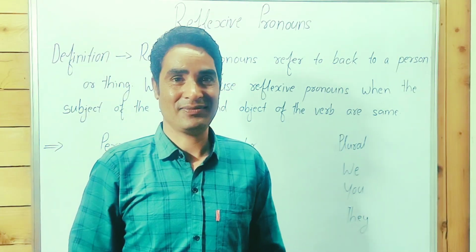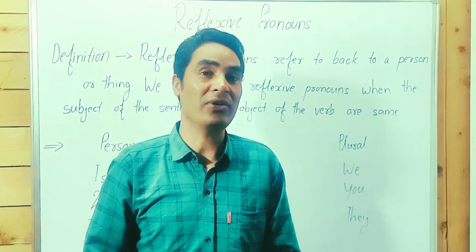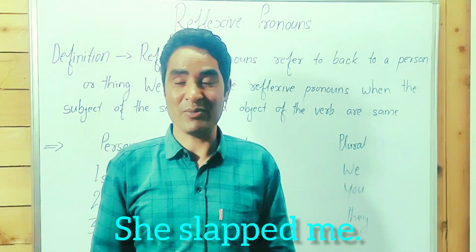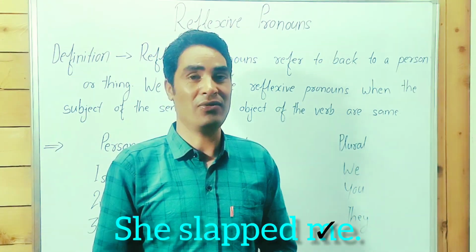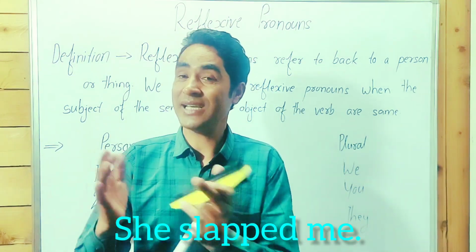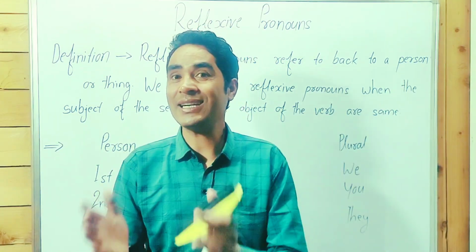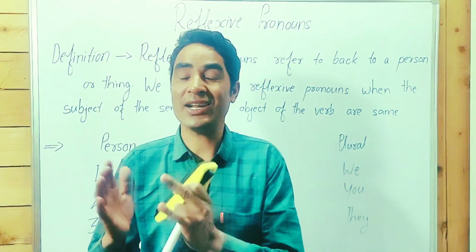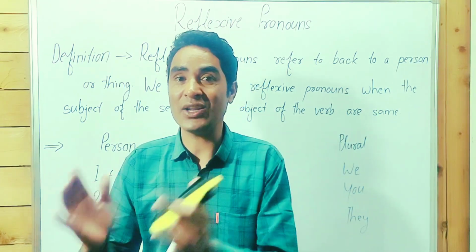What do I mean by that? When in a sentence the subject of the sentence and the object of the verb are the same, in this case we use a reflexive pronoun. For example, she slapped me. She is the subject, slapped is the verb, and me is the object of the verb. She slapped me: different subject, different object. She slapped you. She slapped him. She slapped her. Different subject and different object.